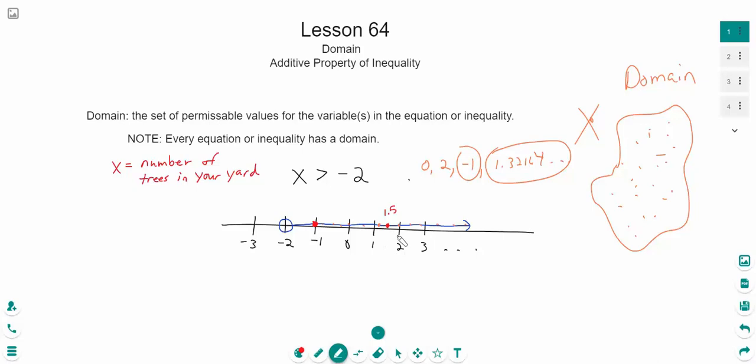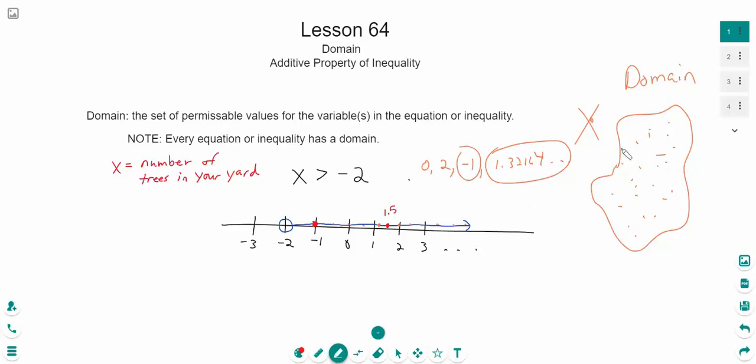I suppose if one is halfway chopped down, maybe you could call it a half a tree. But in general, we're probably going to have whole trees in our yard. Okay, so it might not make sense to say that there are 1.5 trees in our yard or your yard. Or maybe there's 1.32164 trees in your yard. Just doesn't make a whole lot of sense.